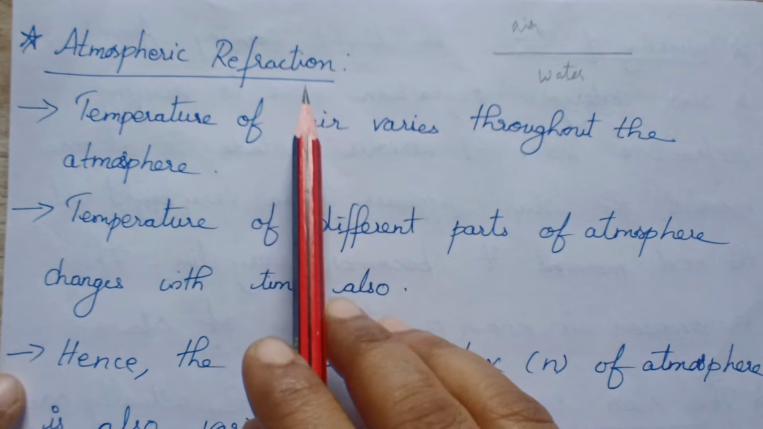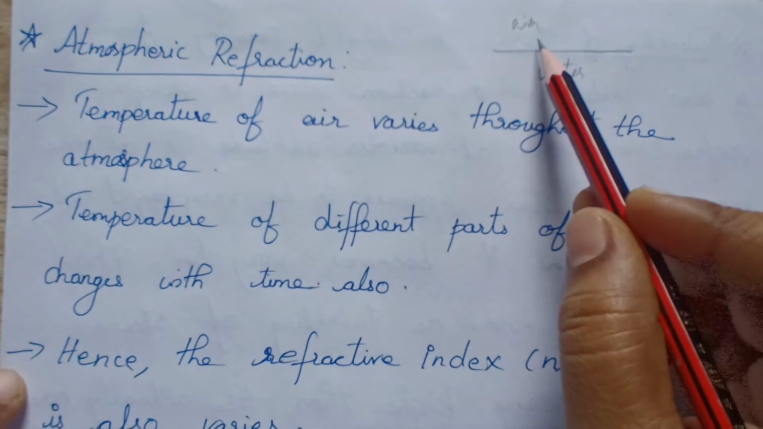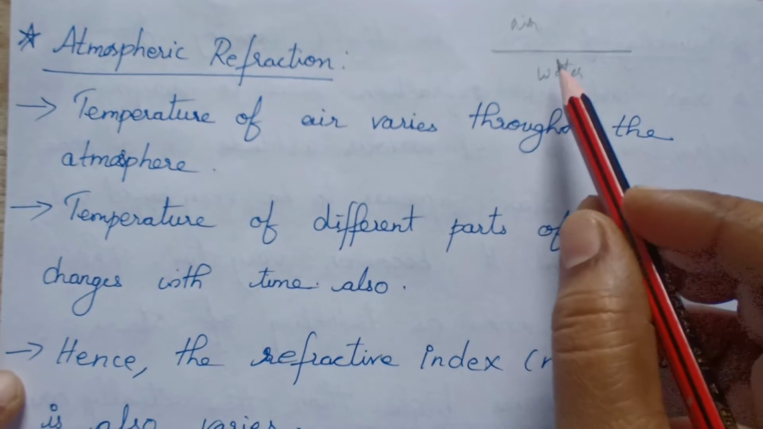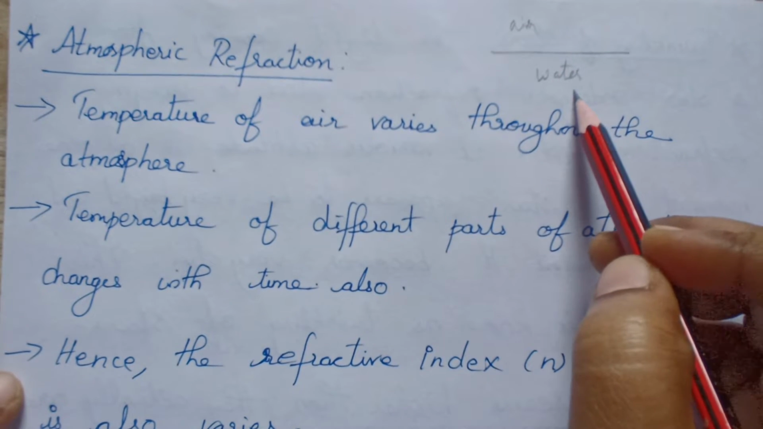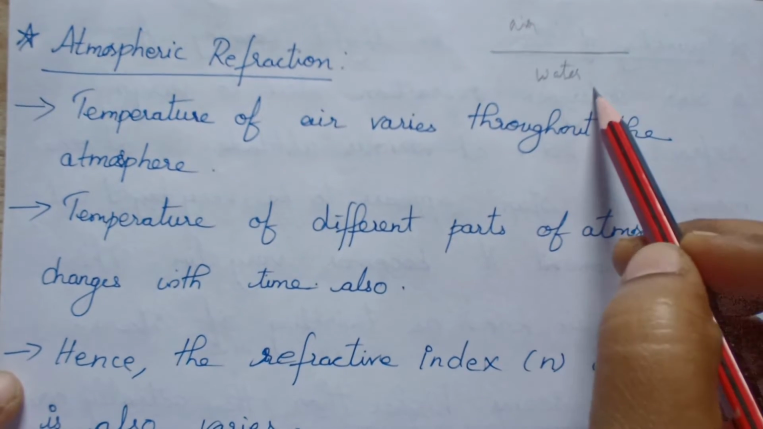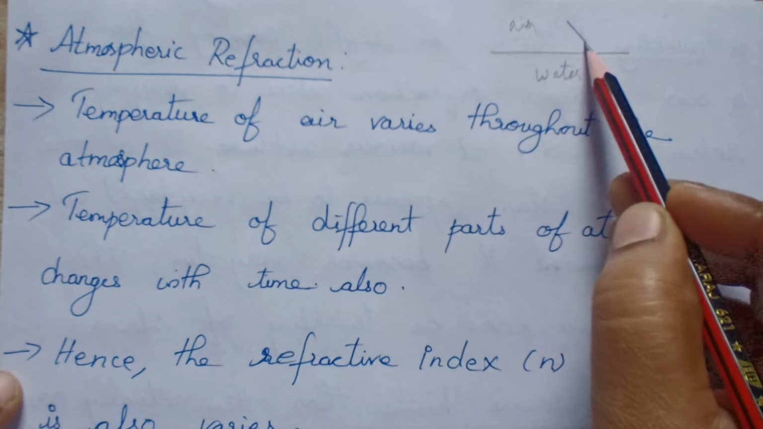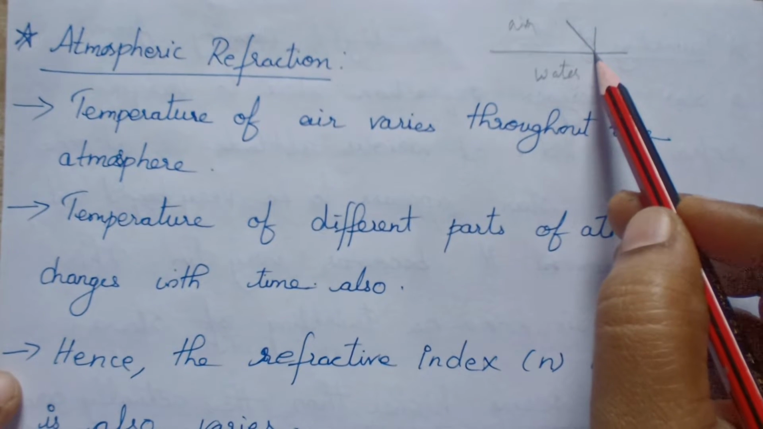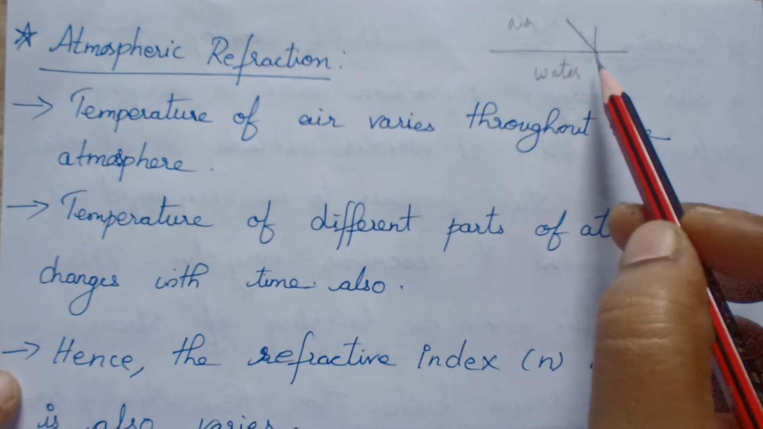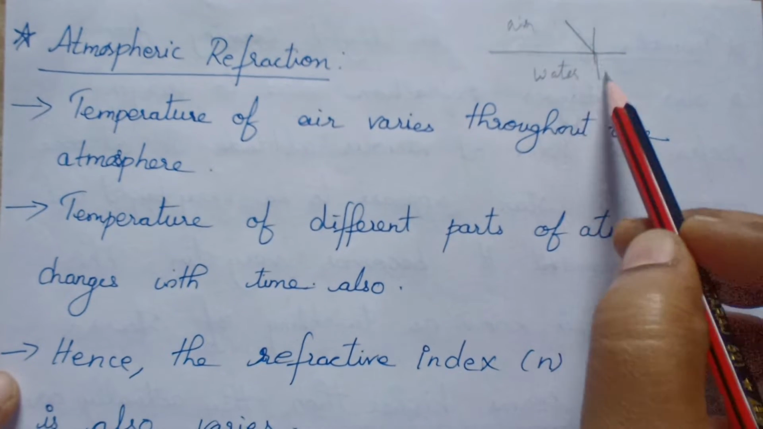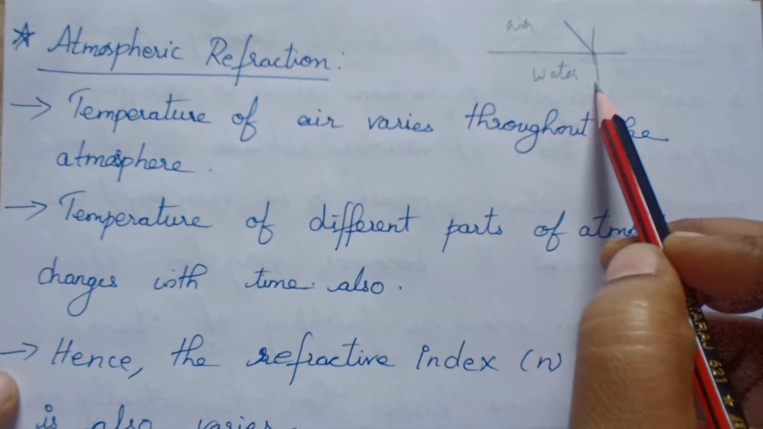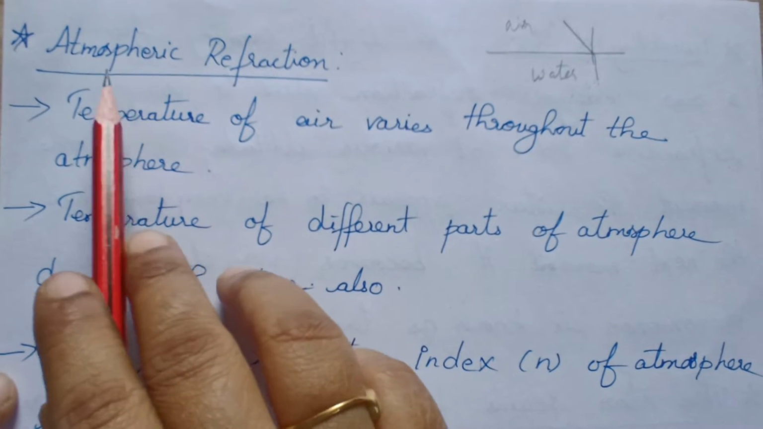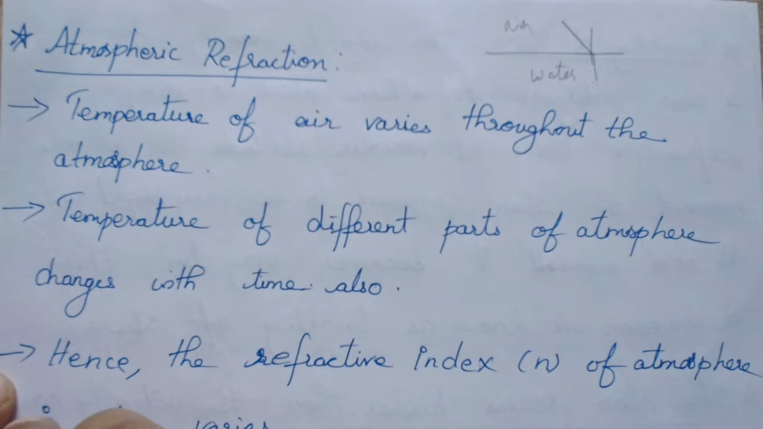Refraction means the change of the path of the light when it travels from one medium to another. So this is air and this is water, and when the light is entering the denser medium, it will bend towards the normal, right? So only one bending of the light has happened. But what is the case if it is the atmosphere?